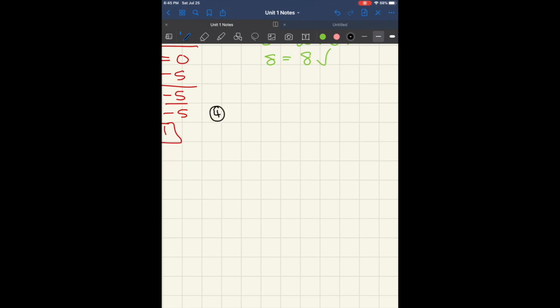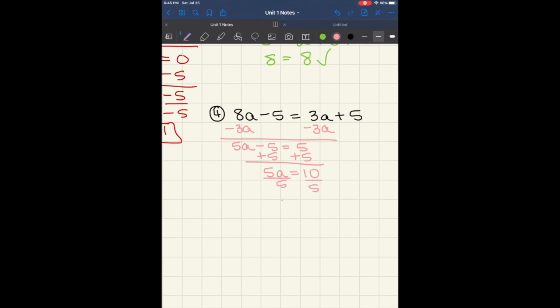Number 4, 8a minus 5 equals 3a plus 5. So I'm going to move my 3a over so that I can have a positive 5a minus 5 equals 5. Add 5 to both sides and then divide by 5, and we get a equals 2.